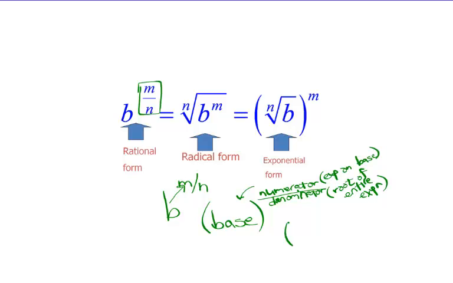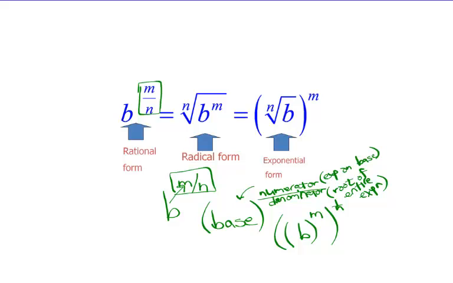So we have our base raised to our power of m with a root of n. When we raise a power to a power, we multiply. That's why we get b to the m over n.